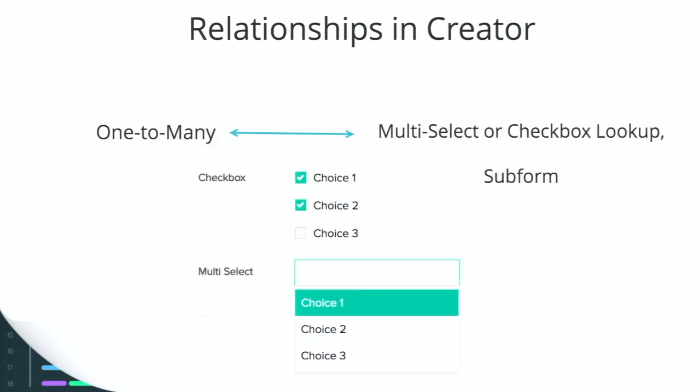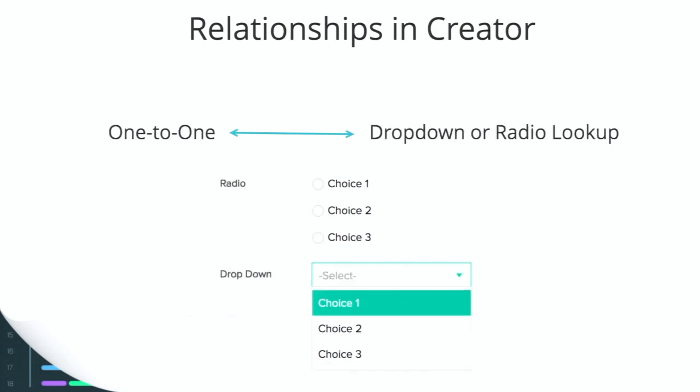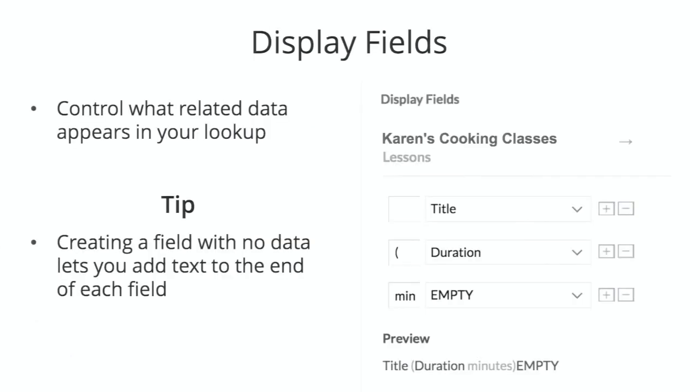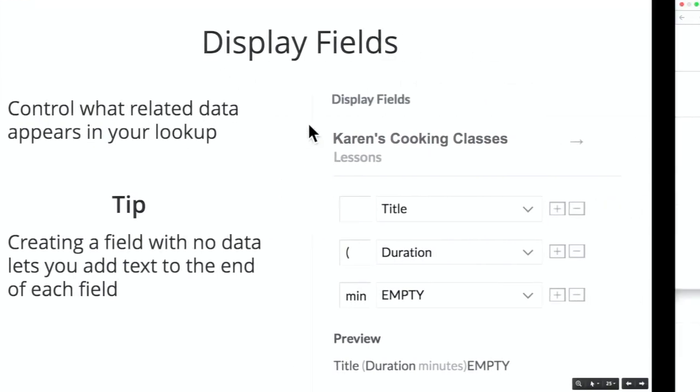If you need a one-to-many relationship, then when you're dragging on your lookup, you either want to do a checkbox or a multi-select, because both of those let you pick more than one option. And I can tell you right now, it's almost always going to be a drop-down in the case of one-to-one, or a multi-select in the case of subform, just because those fields are easier to use, they're faster, they're prettier, everyone likes them. Okay, so the next thing I want to talk about is display fields.